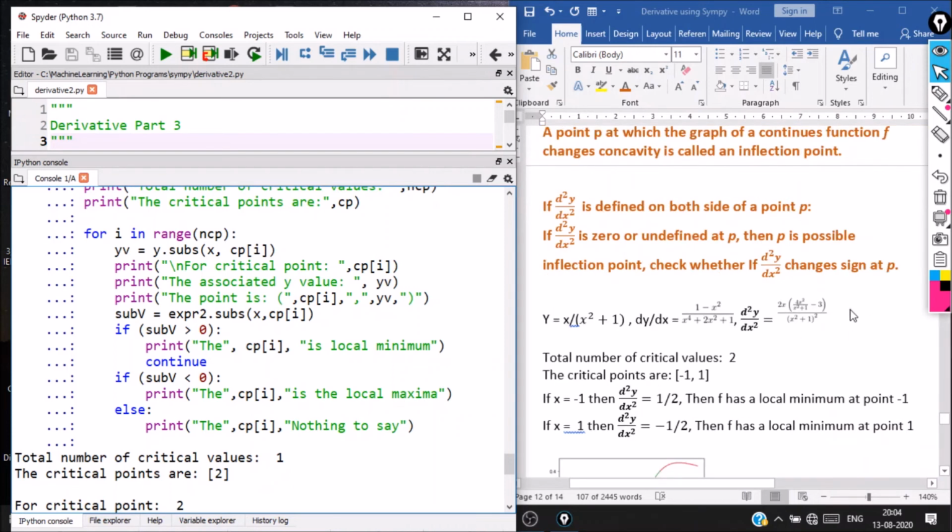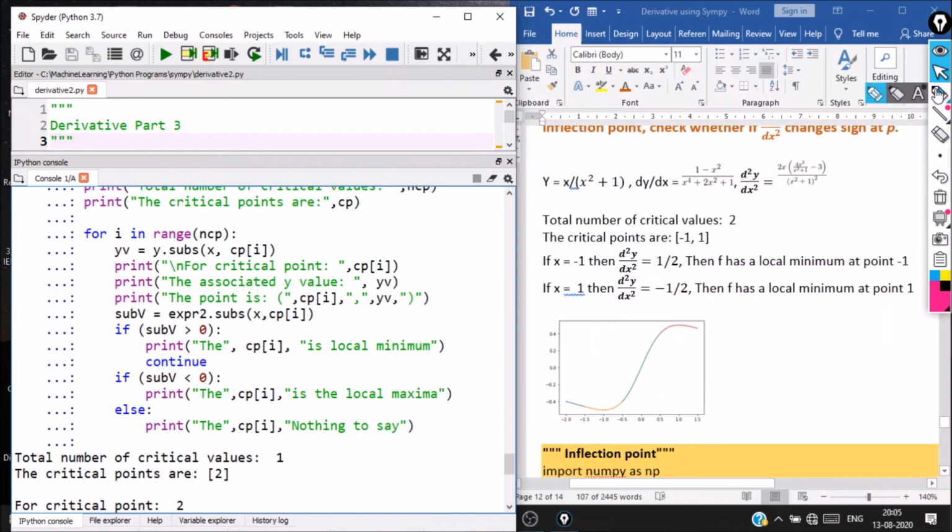So if the sign changes, that means it is an inflection point. Now you can see this is the point where concavity changes. So if concavity changes at this particular point, you can say it is an inflection point. So we can see how you can identify an inflection point.